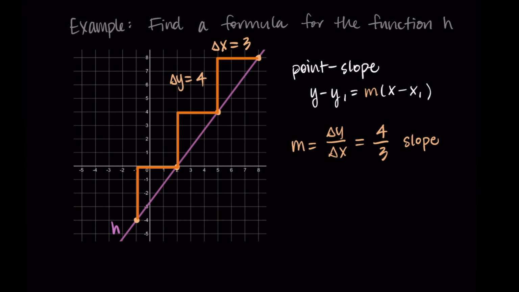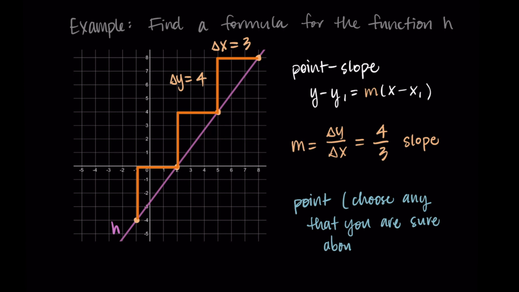Now we just need to choose a point. So we've already drawn quite a few here. We just need to choose one. You can choose any point you'd like. If you're using a graph, just make sure it's a point you're very confident about, is not in between the labeled numbers. So I'm going to use (2, 0). I like it because one of the components is 0, so it makes things easier, but you can choose any of the points you can see.